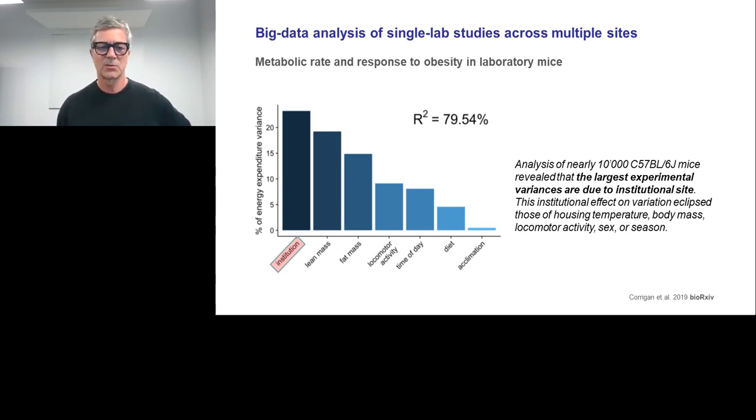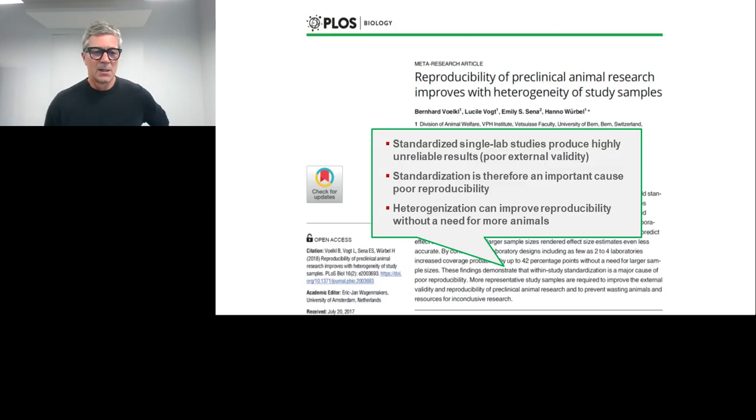And if we don't take this into account, we may produce very precise but rather spurious findings that do not generalize even across the conditions that exist between different laboratories. So to sum this up, we need to be clear that standardized single lab studies produce highly unreliable results because they usually have a poor external validity due to the fact that the inference space is reduced by the high degree of standardization, and that therefore standardization can be an important cause of poor reproducibility.